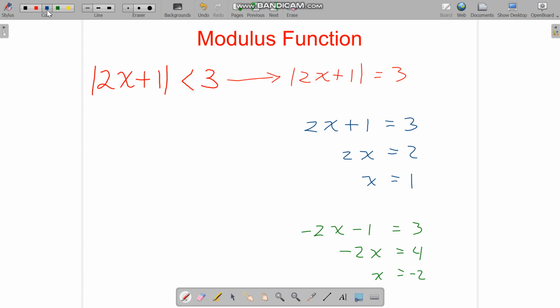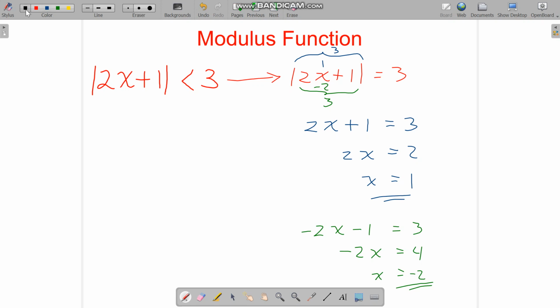And then we check, plug in 1, so 2 times 1 plus 1, that's 3. And then we check again using minus 2. So we have 2 times minus 2 plus 1 is minus 4 plus 1, minus 3 in absolute value, so just 3. So it's acceptable, and this is also correct. So yeah, we have two solutions here. So we are done with the equation part.